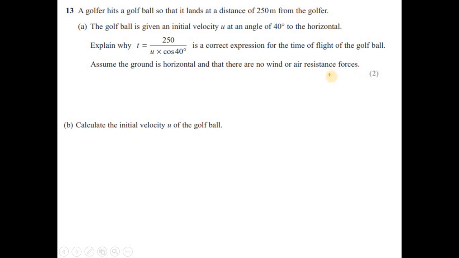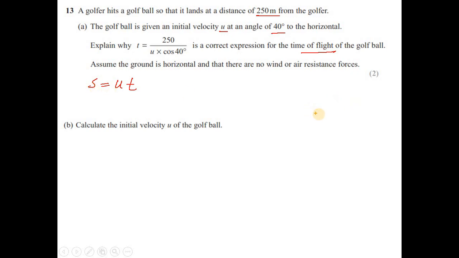Okay, so we need to prove that this is the expression for the time of flight. We need to derive this equation and we are given the horizontal distance and the angle with initial velocity u. Because horizontal distance is given and air resistance is ignored, we know that in the case of a projectile, horizontal motion is uniform, so we can use s is equal to ut. But in this formula, u is not just a velocity, it is the horizontal component of the velocity. So you can substitute the value. s is the horizontal distance.